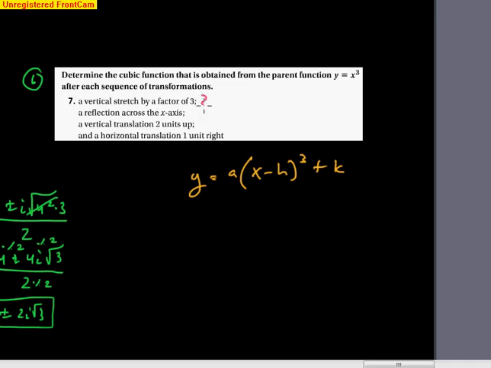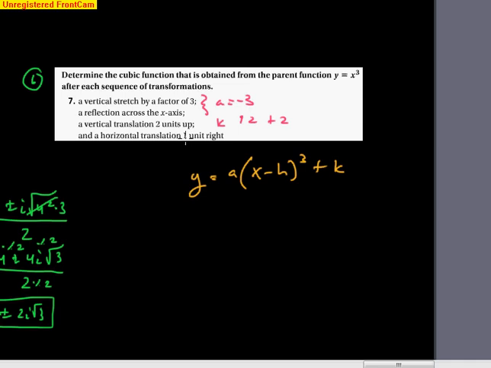Well, the first two have to do with a. It's going to be stretched by a factor of 3, so a is 3. However, a reflection puts a negative in front of that 3. Okay? Vertical translation, this is k. And what this means is if you're going 2 up, that means k is a plus 2.